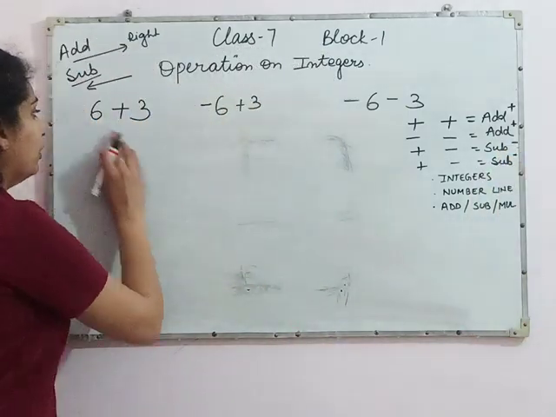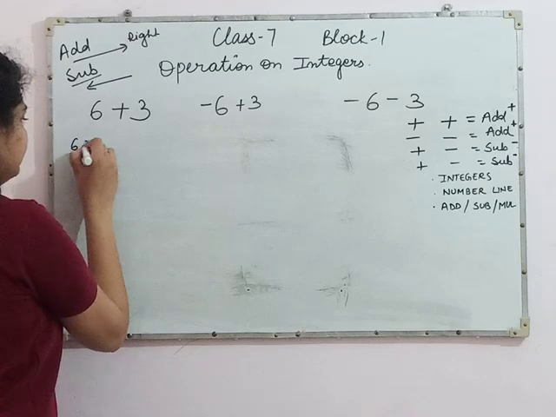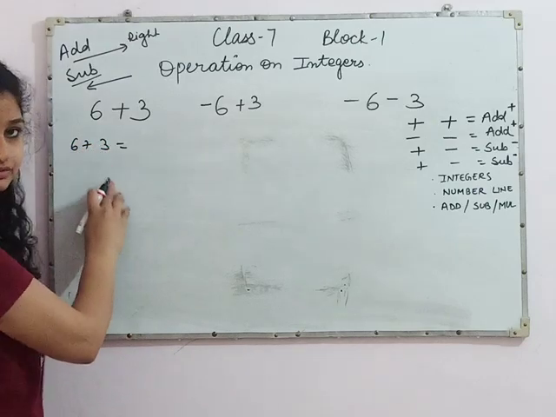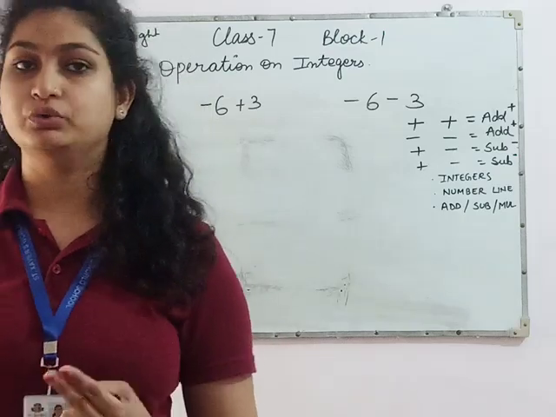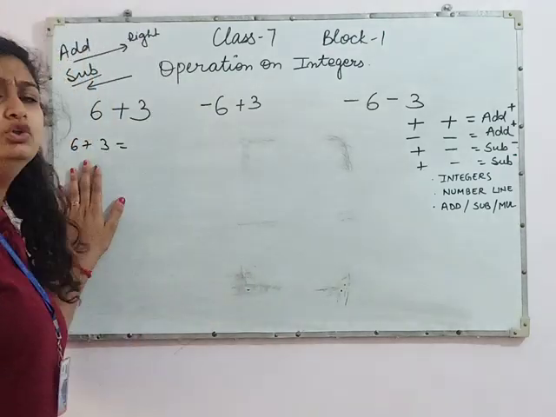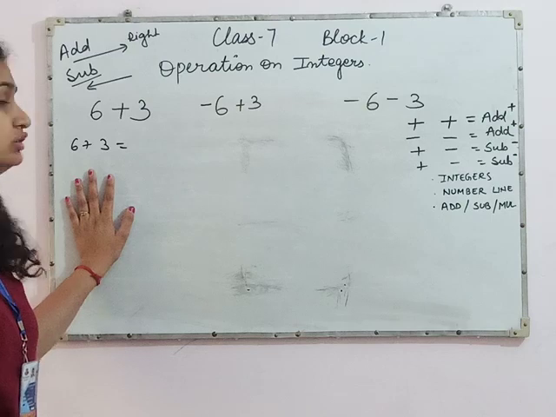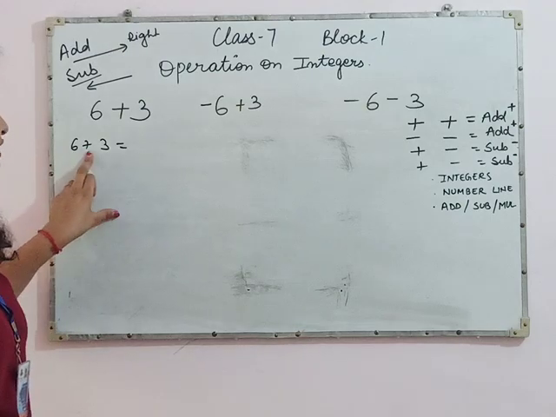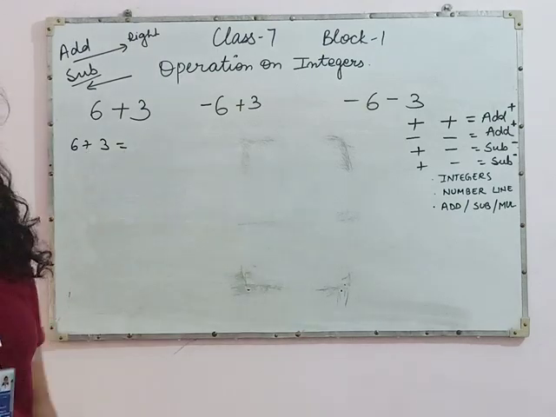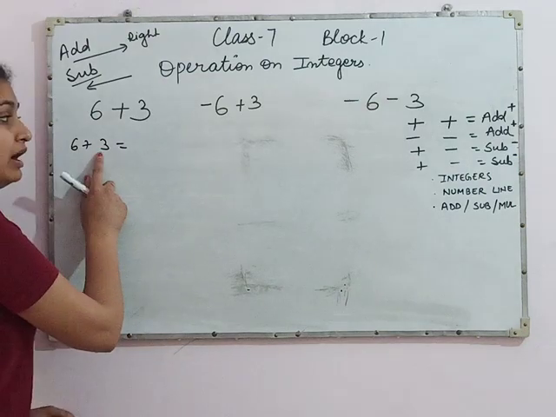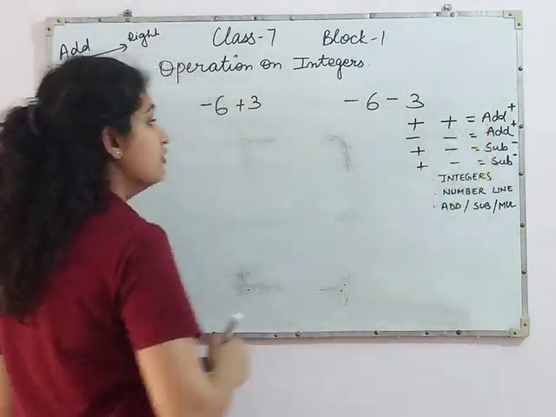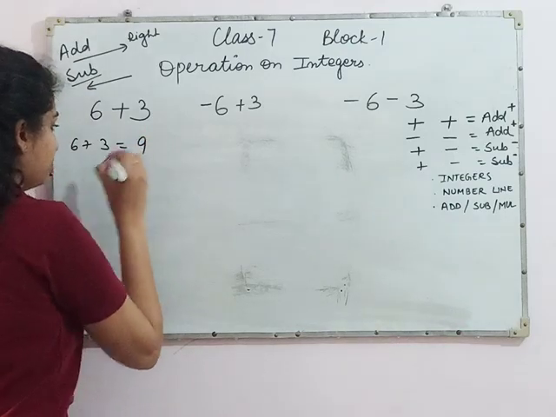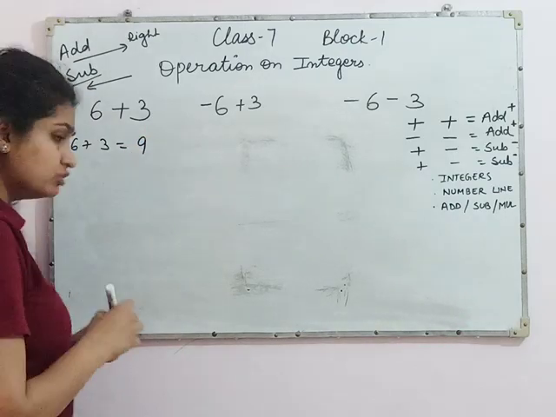Right? Now, 6 plus 3. Both are positive. The first rule was no two signs can be together. Here in this question, none of the signs are coming together. So, we will take one number, one symbol. One number, one symbol. Right? So, both of them are positive. If both of them are positive, which operation do we have to use? We have to add them. We can understand it like this also.